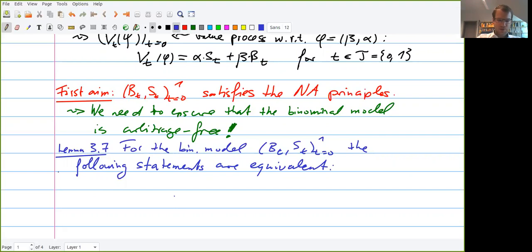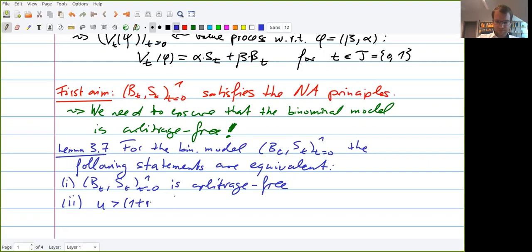Okay. So the first one is, okay, we want to characterize when this market is arbitrage free. The second one is we know that it's arbitrage free if U is strictly bigger than 1 plus R is strictly bigger than D.